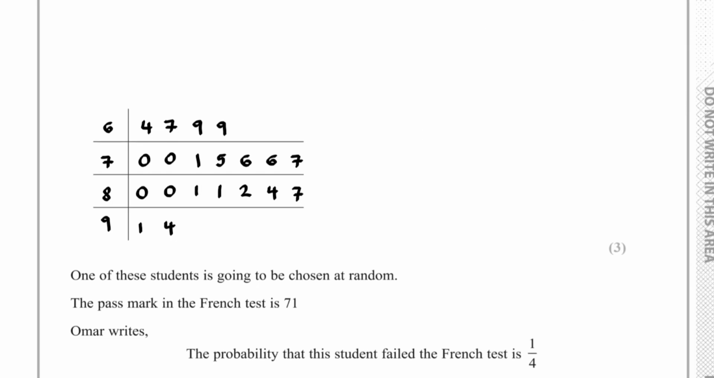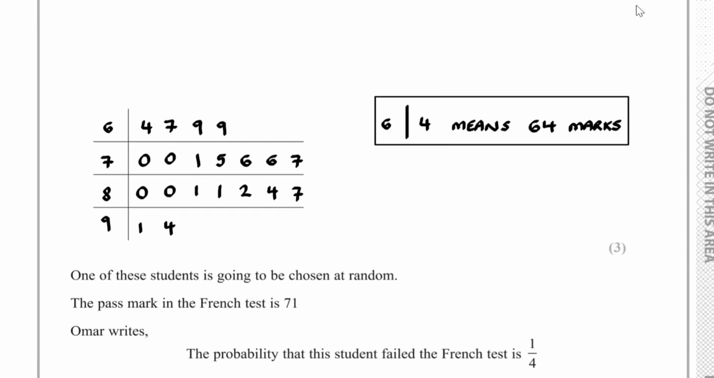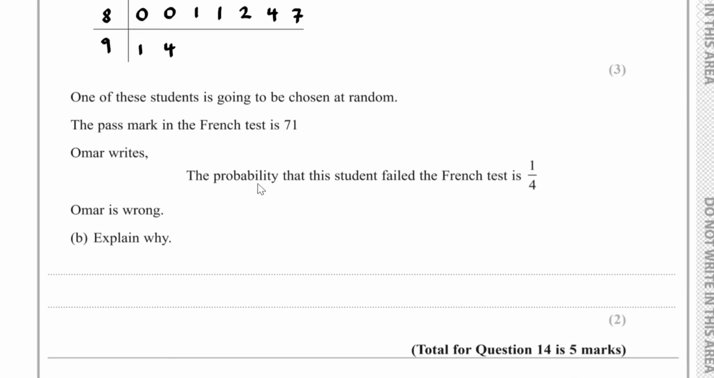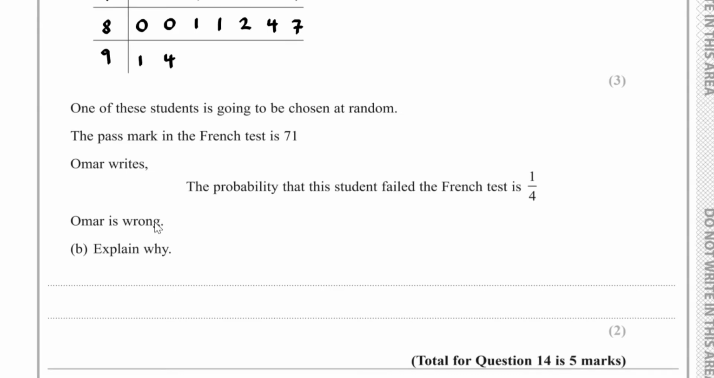Now what we need to do is create a key. So with our key, we've got the 6 and then the 4, which means 64 marks. Then for the next part of the question, one of these students is going to be chosen at random. The pass mark in the French test is 71. Omar writes the probability that the student failed the French test is a quarter. Omar is wrong. We have to explain why.